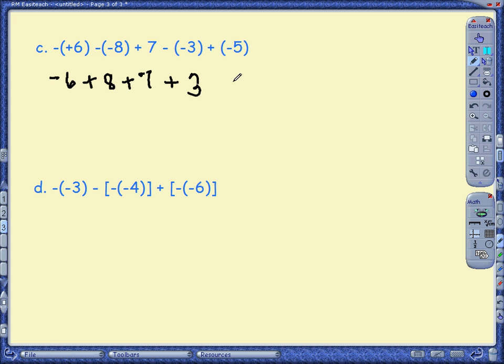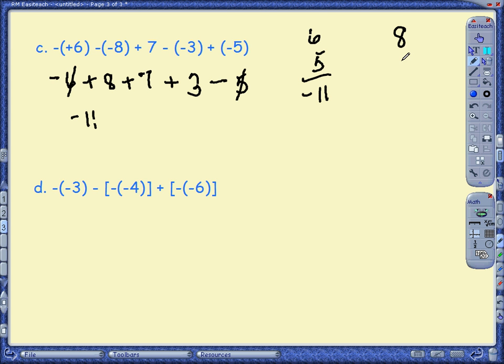Okay, and then plus -5. One negative makes it a -5. I'm going to add my negative numbers. 6 and 5 are both negative. They add up to -11. I can cross them out now.